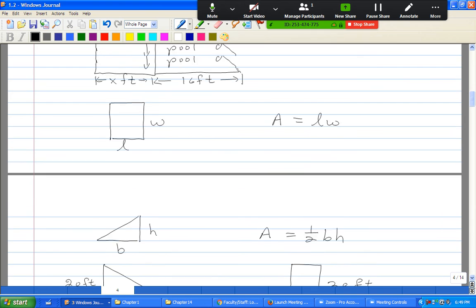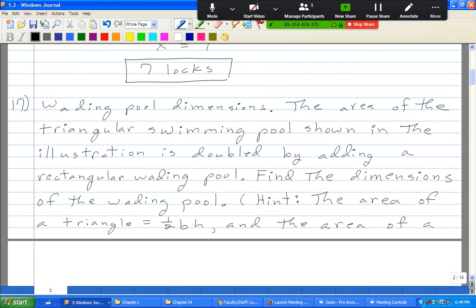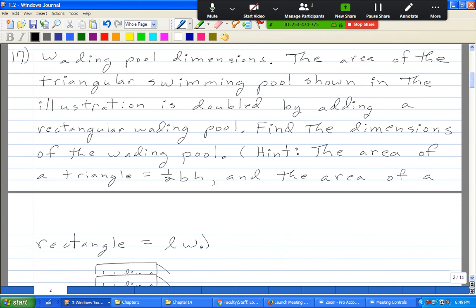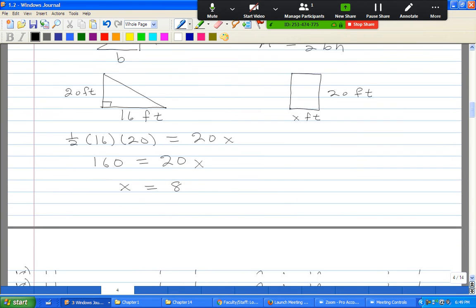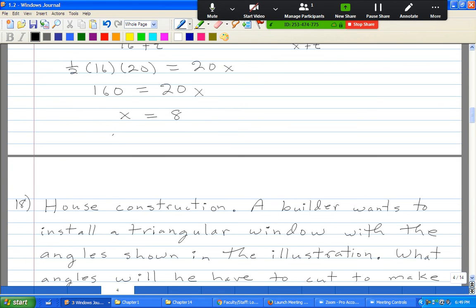And so you want to figure out the dimensions of the wading pool. So let's find the dimensions of the wading pool. The dimensions of the wading pool are 8 feet by 20 feet. And that is the dimensions of my wading pool.